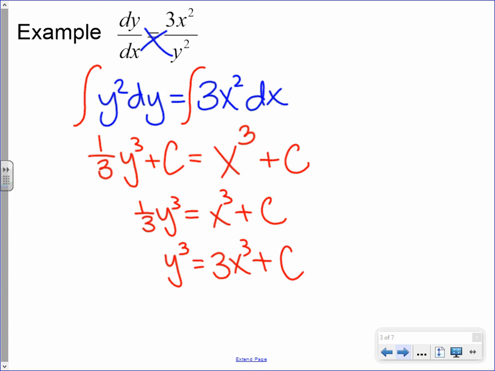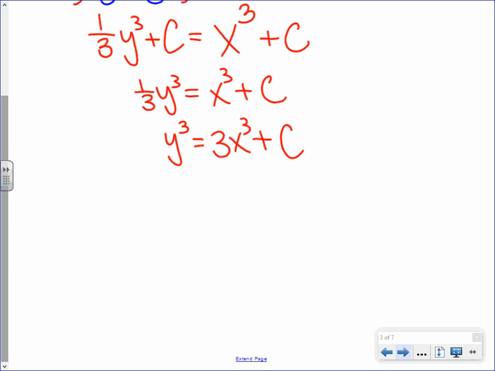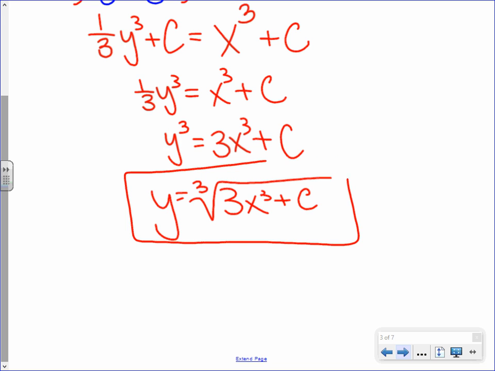Okay? So then at this point, I would ask that you solve for y by taking the cubed root of each side. And this is our general solution to our differential equation. Okay? We have an infinite number of solutions because of that plus c, but they are all in this form.